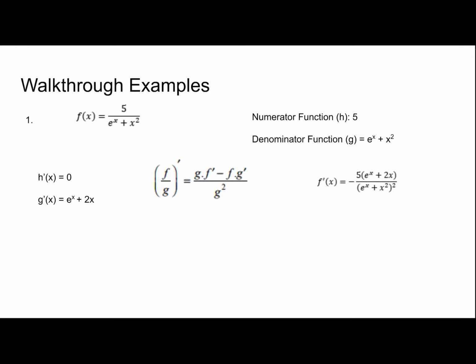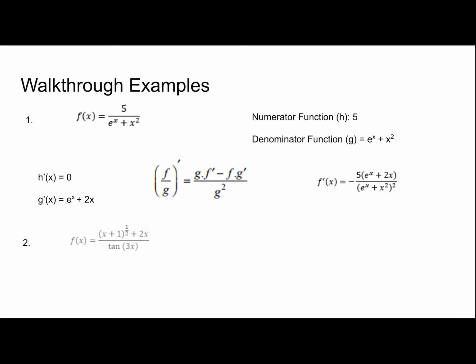Applying our quotient rule, we'll get f dash of x equals negative 5 times e to the power of x plus 2x over e to the power of x plus x squared, to the power of 2. How I got this is, our first part of the equation, g times f dash, will be e to the power of x plus x squared times 0. And anything times 0 is still 0, so that first part is equal to 0. So all we're left with is negative f times g dash. Negative f times g dash in this case would be e to the power of x plus 2x times 5. So negative 5 times e to the power of x plus 2x over the denominator squared, which is e to the power of x plus x squared to the power of 2. And that's our final answer.